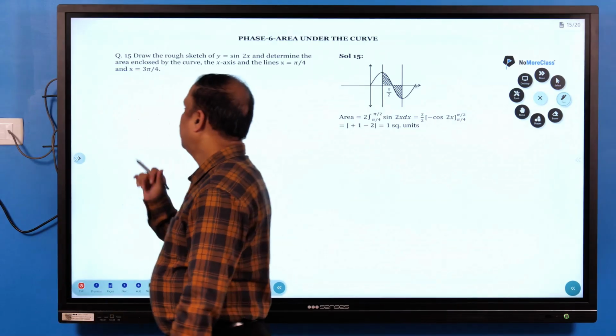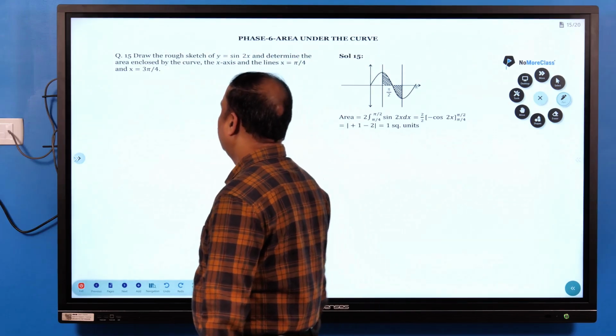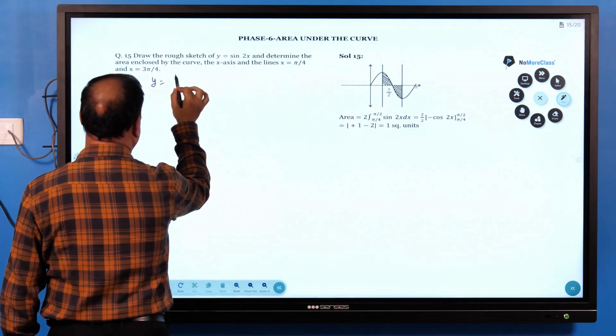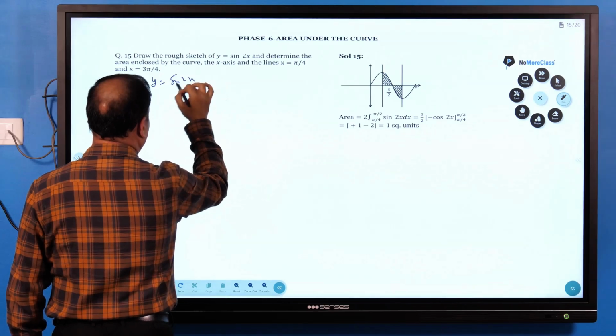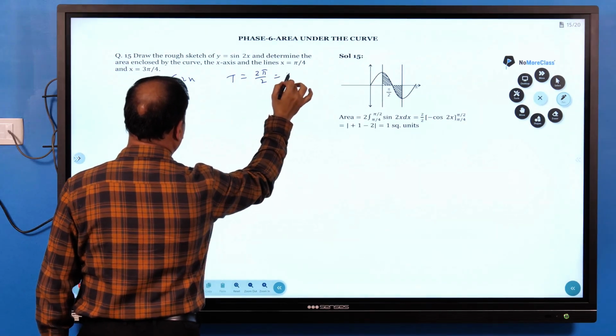So now come to question number 15, exercise 1, page 6, area under the curves. Draw the rough sketch of y is equal to sine 2x. What is the period of this? Period is 2 pi by a. a is 2, so period is pi.